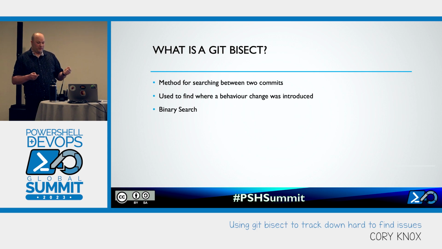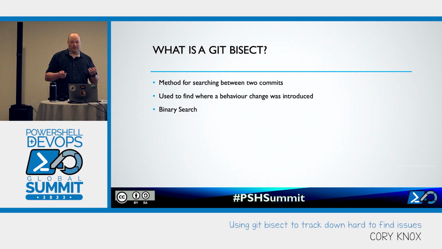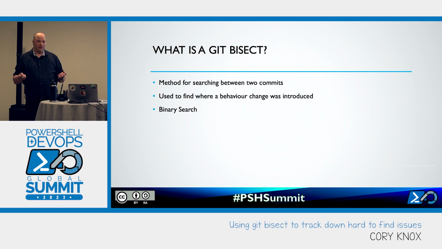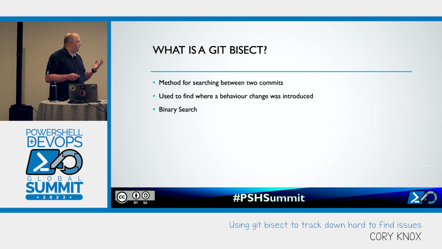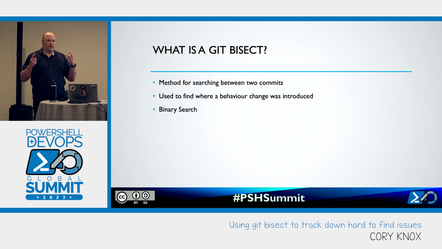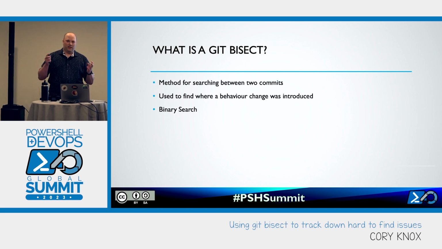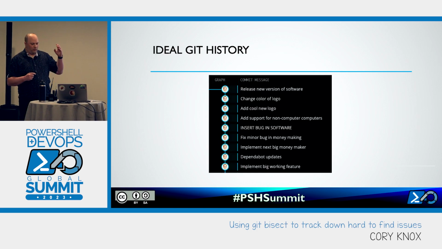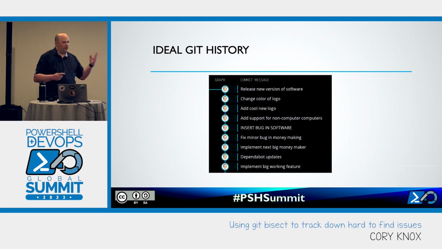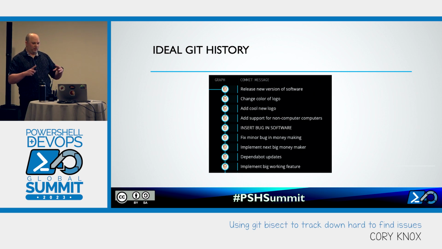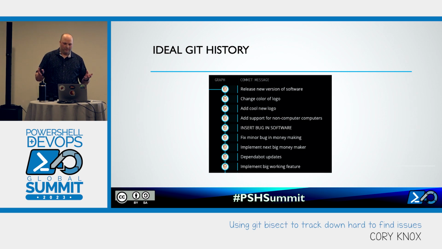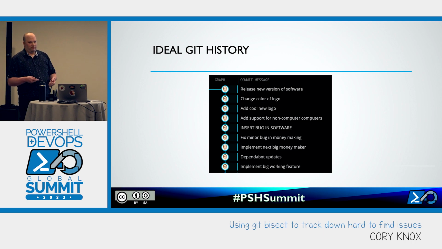I mentioned it's used for searching between two commits, and in particular for finding behavior changes when they're introduced. Now, if we were following the ideal Git history and doing things the way that we're told we need to do them, everything would be in a straight line. You have one commit onto the next. Your commit messages are all saying what the issue is, and it's easy. You just have a straight line.